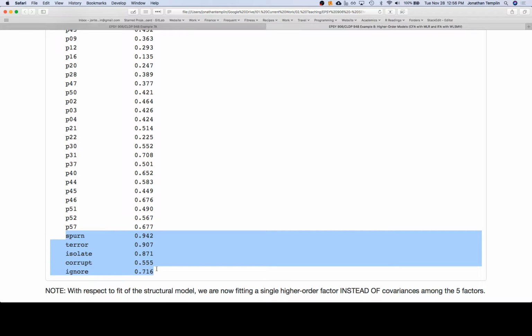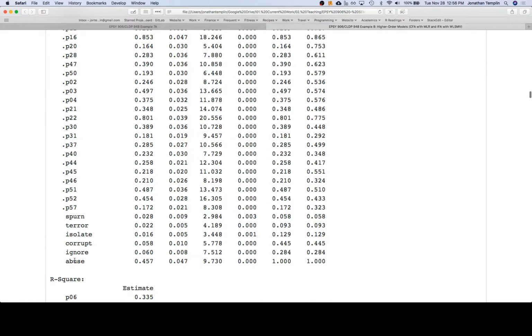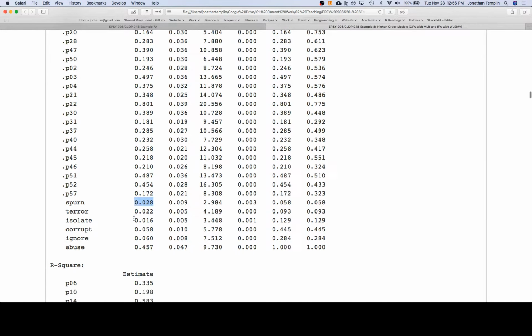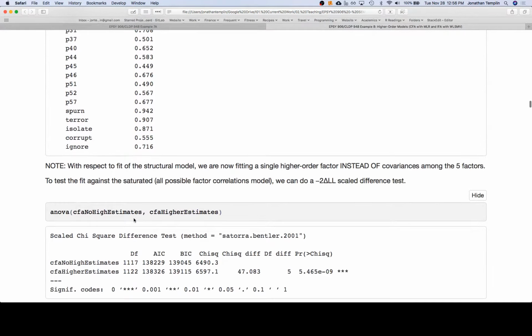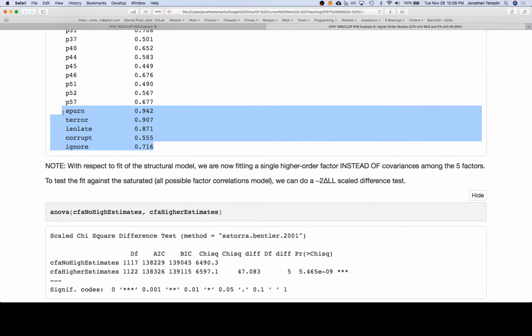But what this model is doing is it's telling us that this abuse factor is predicting each of the lower order factors. And so because of that, these variances are residual variances, and therefore they have an R-square as well. So that's what shows up. It's just like you would typically see in your analysis.